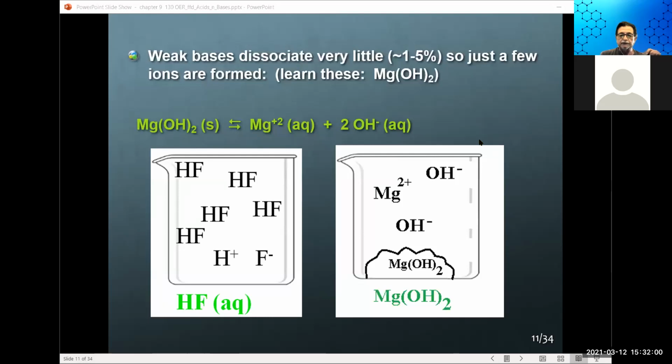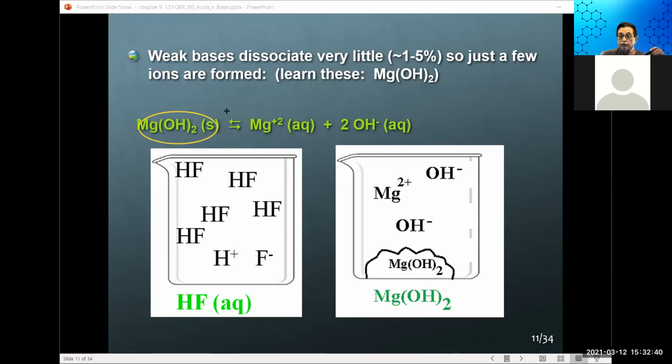Now, how would I depict these? Well, before I do that, a weak base. Here's an example: magnesium hydroxide. That is also a weak base. The reason it's a weak base, as we're going to find out, is that in the solubility rules, magnesium hydroxide is classified as insoluble. What that means is the bulk of the material is still intact and in solid form, right here.